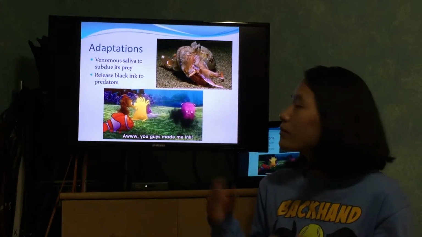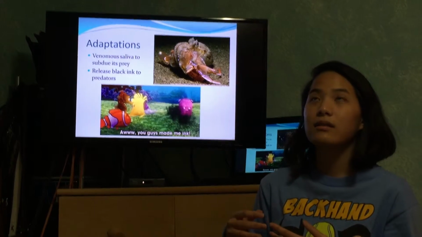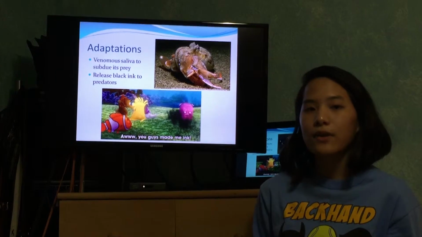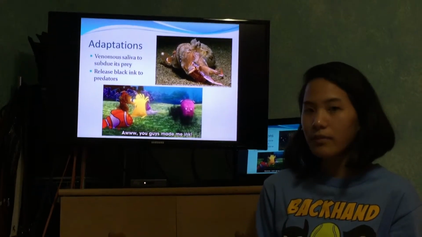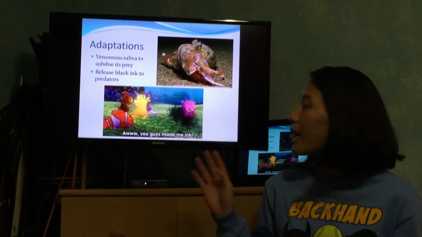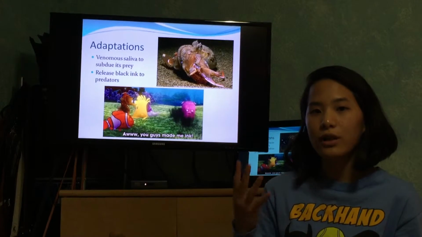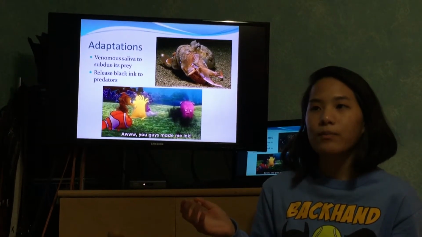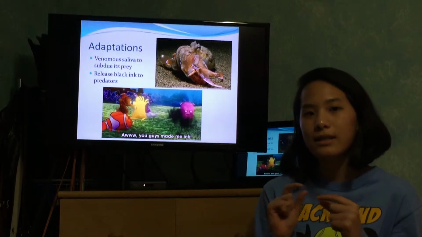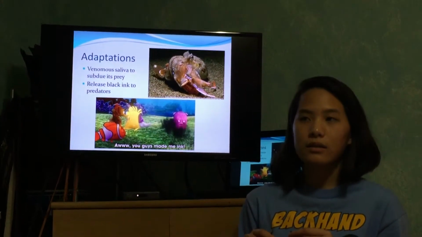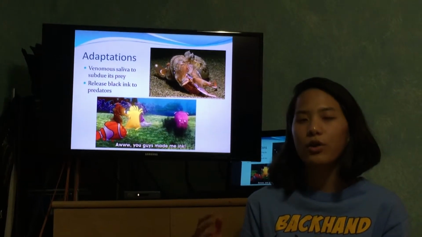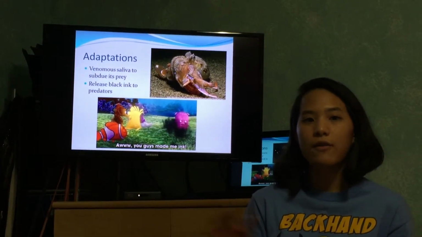Another adaptation is its black ink, and it releases its black ink when it feels like it's being endangered, when there's a potential predator nearby. This black ink is used to cloud the vision of the predator so that the octopus could swim away quickly. And also, the black ink has a substance inside it that could dull the predator's sense of smell, so the predator wouldn't be able to detect and find the octopus.